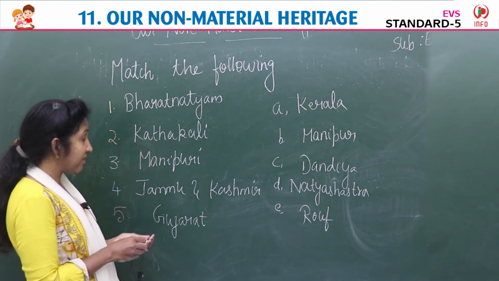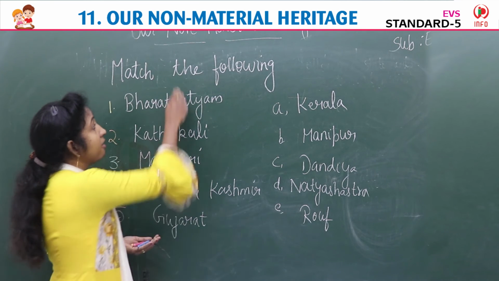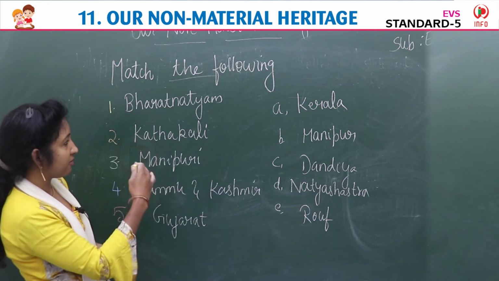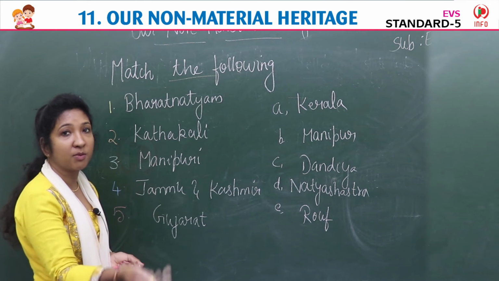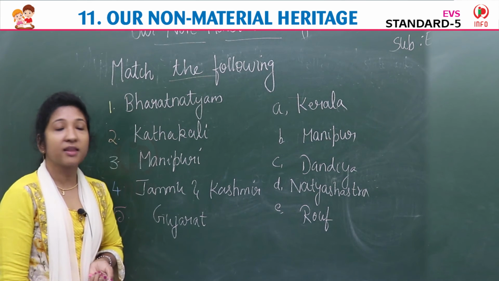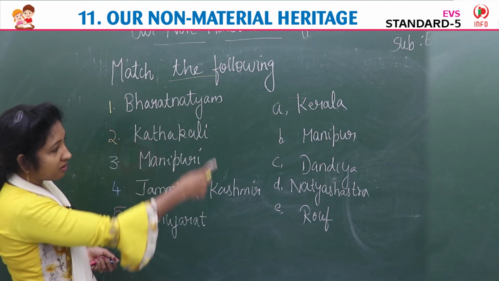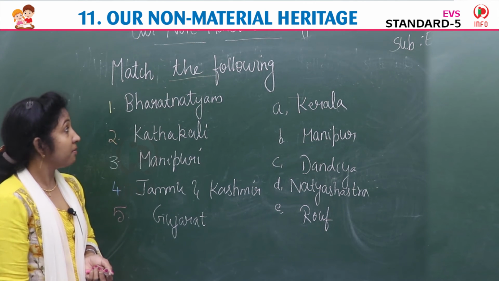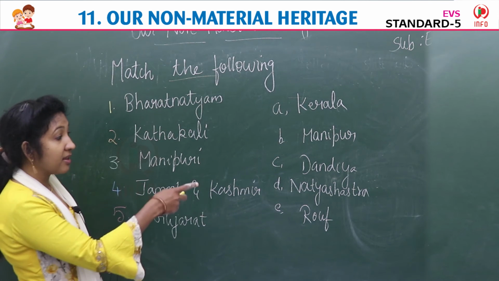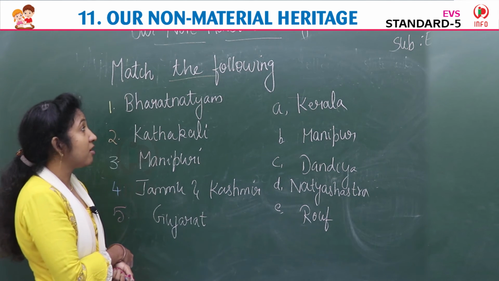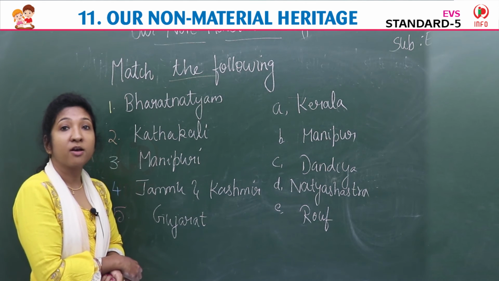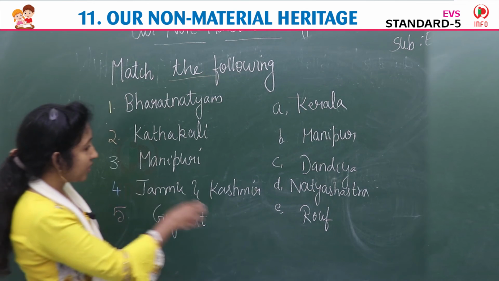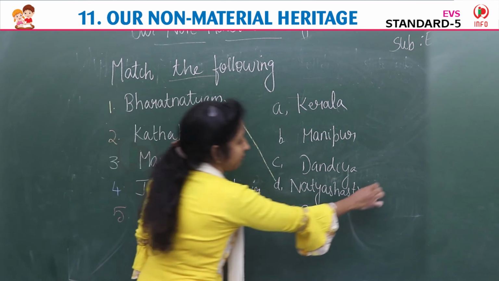Yes children, so our next exercise is match the following. Okay. Here on the two sides you can see different words. You have to match those words, which word matches with the other. Okay, the first one is Bharatanatyam. Bharatanatyam matches with which word here? Is it Kerala, Manipur, Dandiya, Natya Shastra or Rauf? Yes, Natya Shastra. Bharatanatyam got its name from the author of Natya Shastra, Bharata Muni. So the first one matches with Natya Shastra.